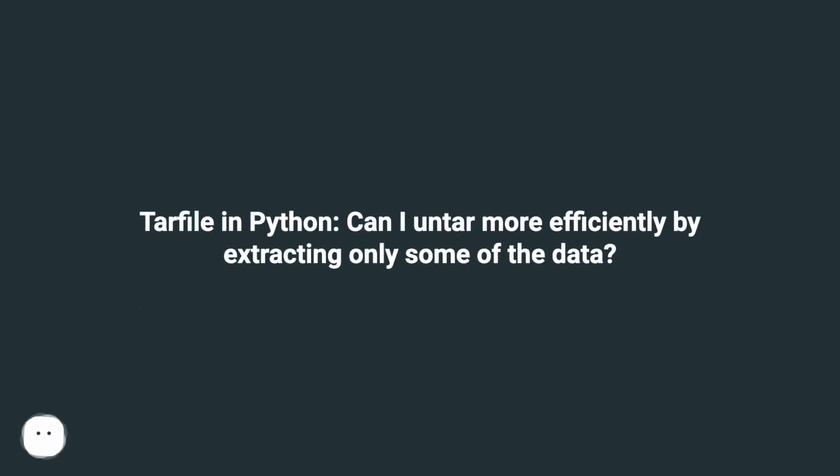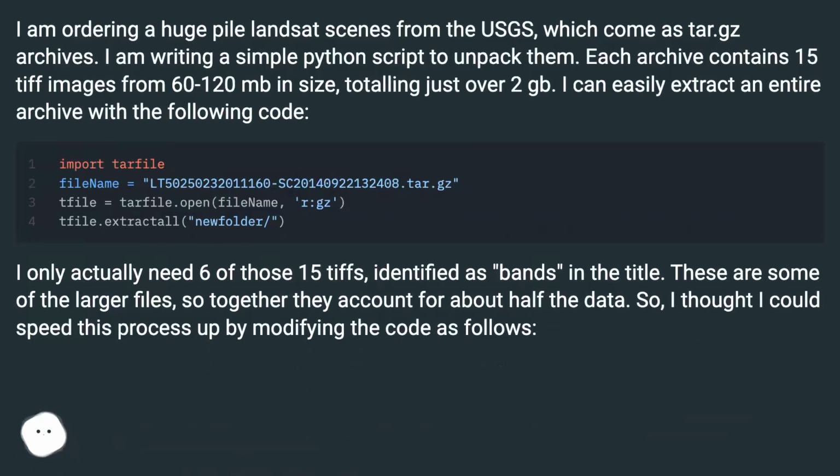Tarfile in Python: can I untar more efficiently by extracting only some of the data? I am ordering a huge pile of Landsat scenes from the USGS, which come as tar.gz archives. I am writing a simple Python script to unpack them. Each archive contains 15 TIFF images from 60 to 120 MB in size, totaling just over 2 GB.